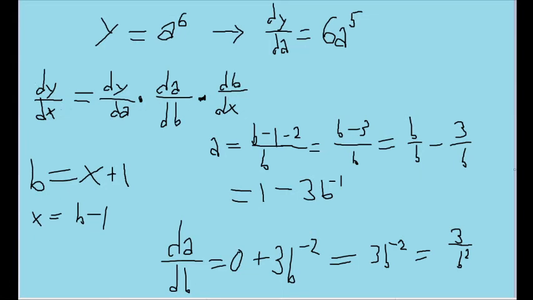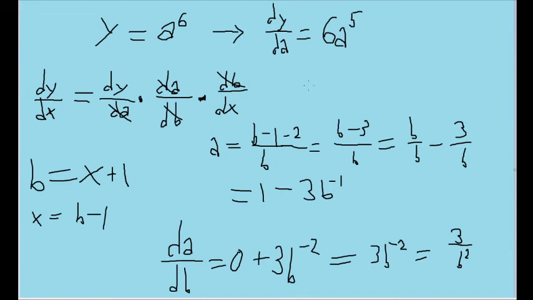dy over dx is equal to dy over dA times dA over dB. See, the dA's cancel out now. dA over dB times dB over dx, and the dB's can cancel out now. So it's very easy to see now from this that our whole thing is equal to dy over dx.